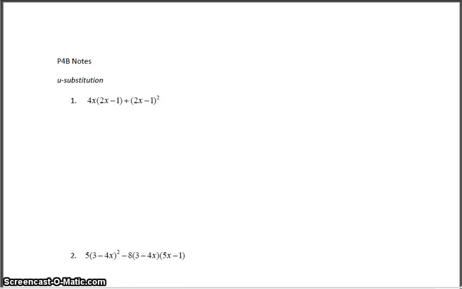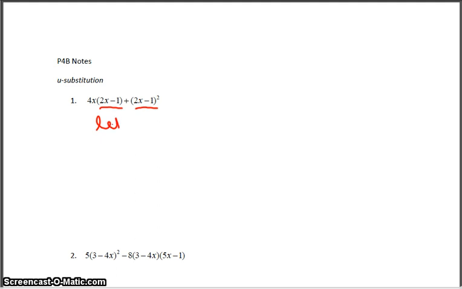Today we're going to do the second half of section P4. We're going to use U substitution in order to factor. If you'll look at example number 1, notice that 2x minus 1 and 2x minus 1 are both in parentheses.